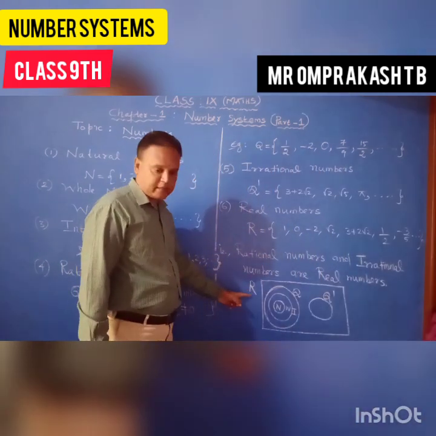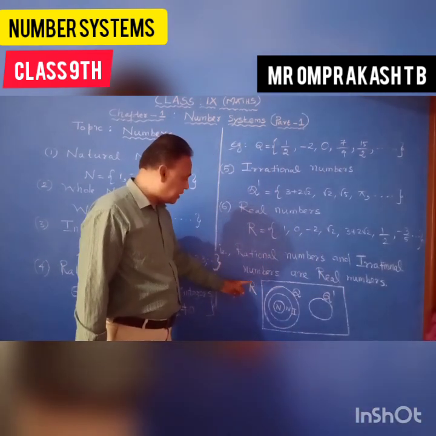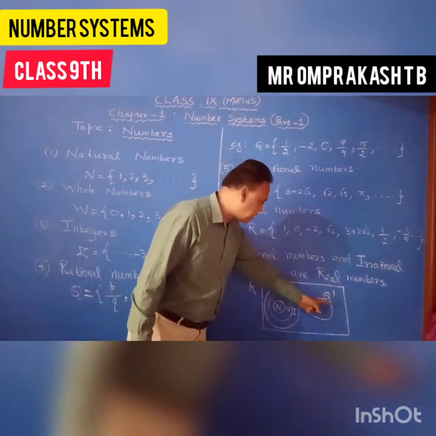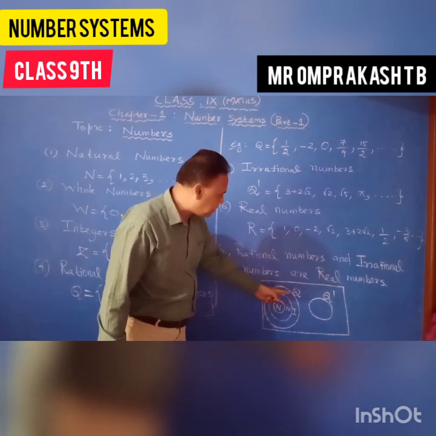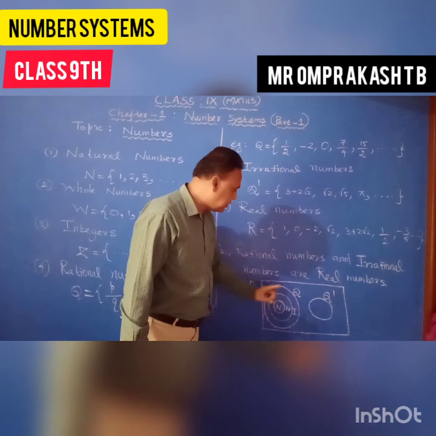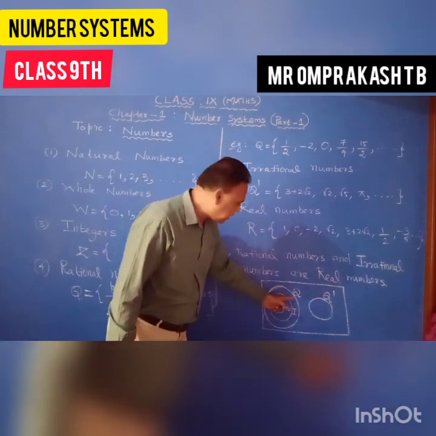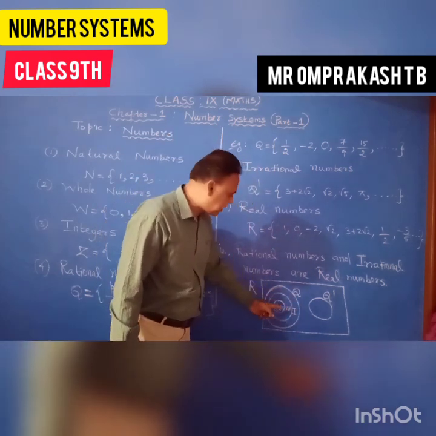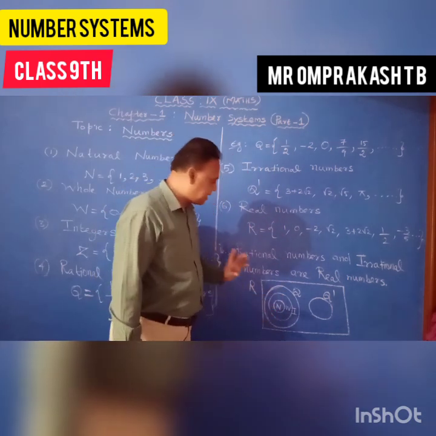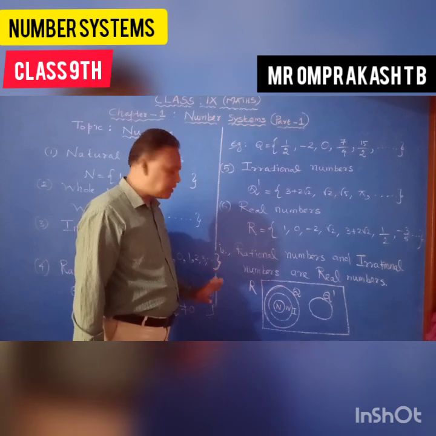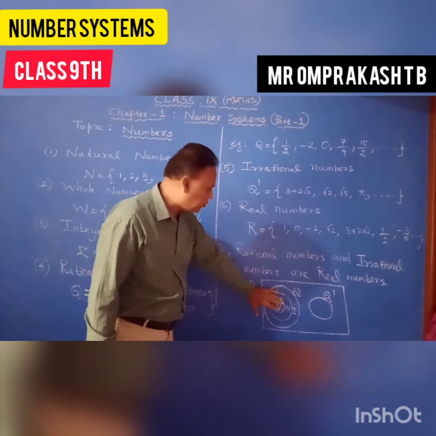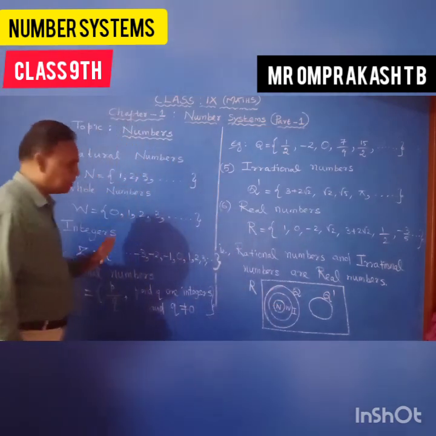Number is the superset. Okay, so the real number contains what? Rational number and irrational number. You see, a rational number contains natural number, then whole number, then integers. So here you see integer contains whole number and natural number. Whole number contains natural number. So this is the diagram. You have to always remember this diagram. It is very easy for you to remember all the numbers.